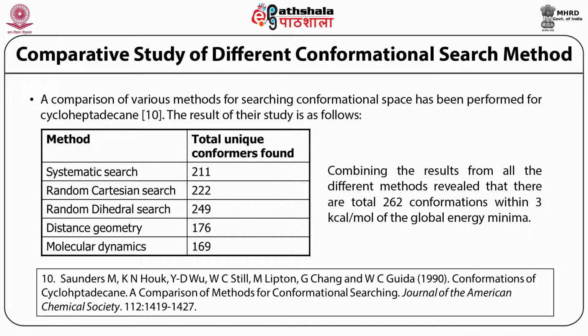Almost every system gives you some kind of diversity of conformers. The system I defined is called cycloheptadecane, which has almost 12 torsional bond combinations, and the structure is written in the paper. One can go through the 10th reference. So we come to a conclusion.